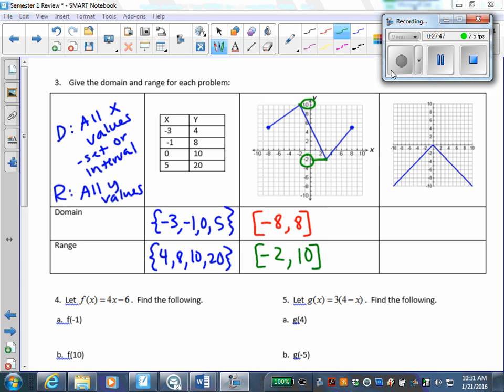Okay, the next one, it should have had arrows drawn on here. I'm sorry that it didn't print that way, but we want to imagine that there are arrows. And I don't even think I can reach that far. That's as far as I can reach. Pretend that's going down forever.